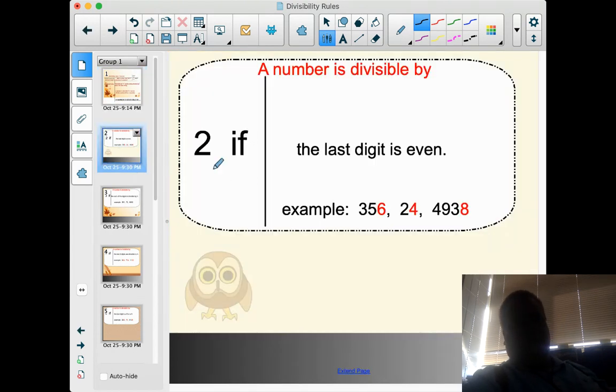2 might be the easiest one. A number is divisible by 2 if the last digit is even. Okay, you probably knew that. Some of these you're going to know right away. Some of them you might not. So we're going to stick with it and see which ones I can surprise you with. So some examples of numbers that are divisible by 2 are 356, 24, 4,938. As long as that last digit is an even number, we know 2 goes evenly into our number.